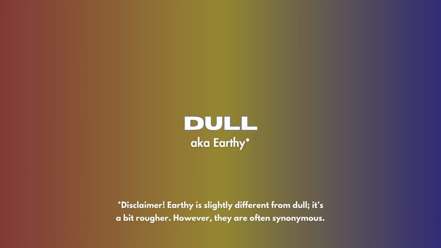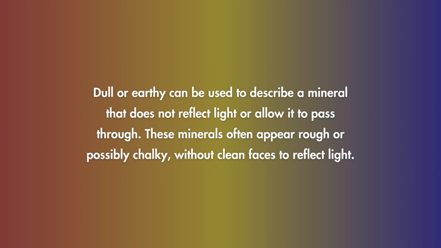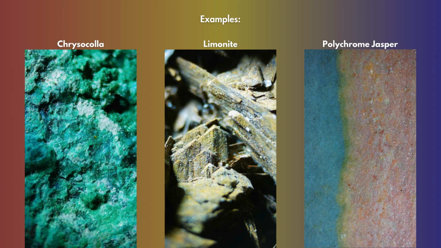Moving on to dull, also known as earthy. Also, a quick disclaimer, earthy is slightly different from dull, it's a bit rougher. However, they are often synonymous. Dull or earthy can be used to describe a mineral that does not reflect light or allow it to pass through. These minerals often appear rough or possibly chalky, without clean faces to reflect light. Here's some examples. We've got chrysocolla, limonite, and polychrome jasper.